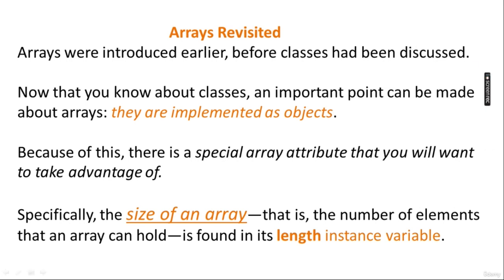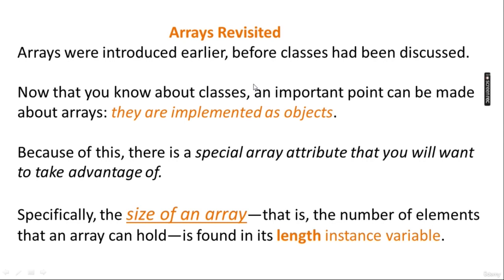The last topic is arrays revisited. We have already seen single dimensional, two-dimensional and three-dimensional arrays. Now that you know about classes, an important point can be made about arrays. Arrays, like strings, are implemented as objects in Java. Because of this, there is a special array attribute that you will want to take advantage of, called the size of an array. The number of elements that an array can hold is found in its length instance variable.